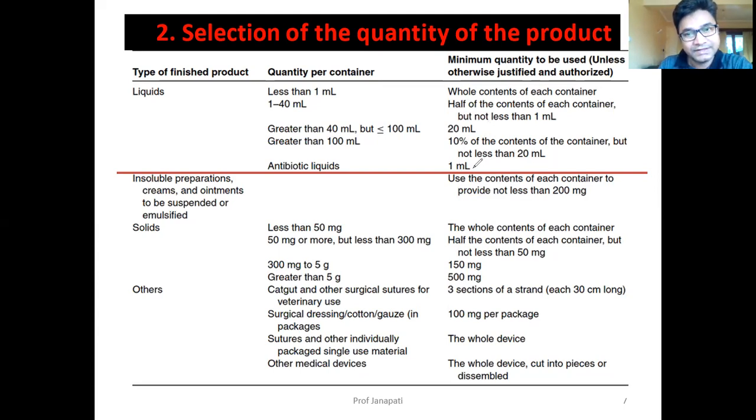Irrespective of whatever we are telling, 1 ml. For insoluble preparations, ointments, creams, and everything, if it is a suspension, you can divide into solids and others. Here you can see it: use each container provided not less than 200 milligrams. So like this, you need to select the quantity of the product.